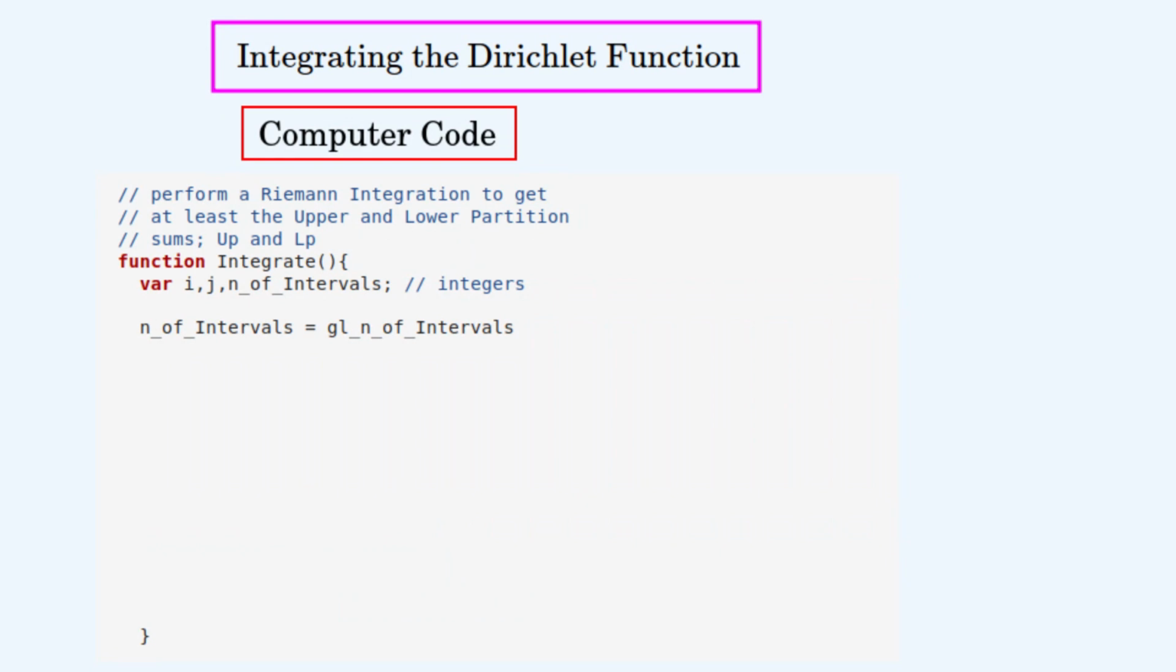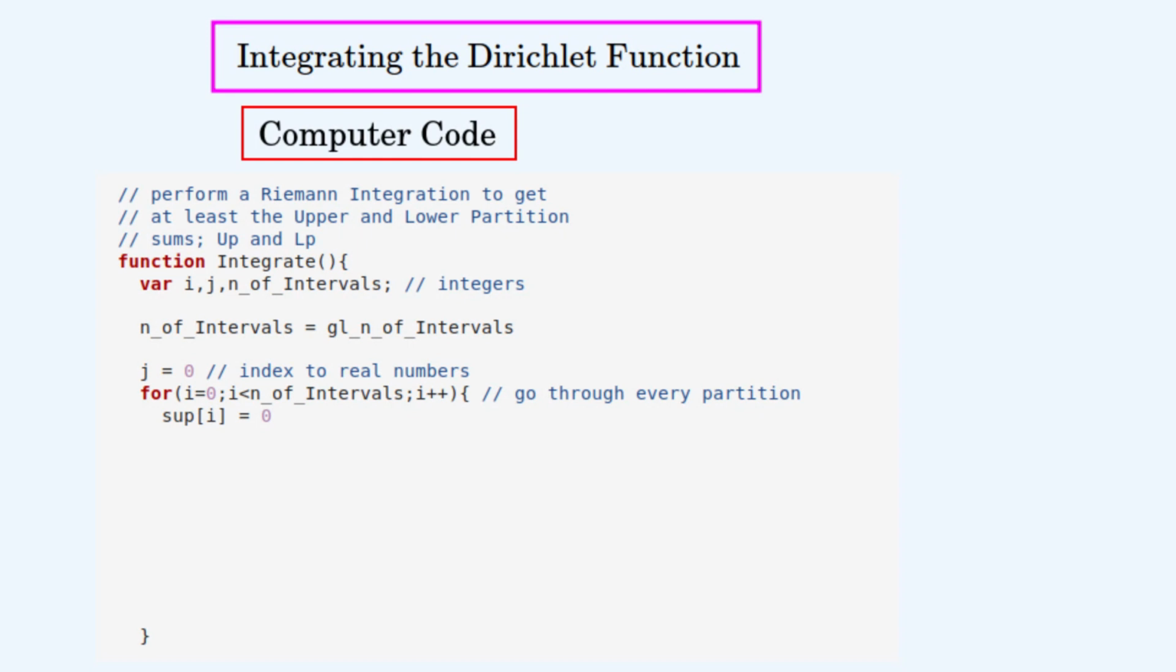Now to make the function to actually integrate the Dirichlet function, we'll load in the number of intervals, which will be 19 in this case. J will be the real number indexing variable, which will point us to the next number on the number line. We'll create a loop to look at every interval in the partition.